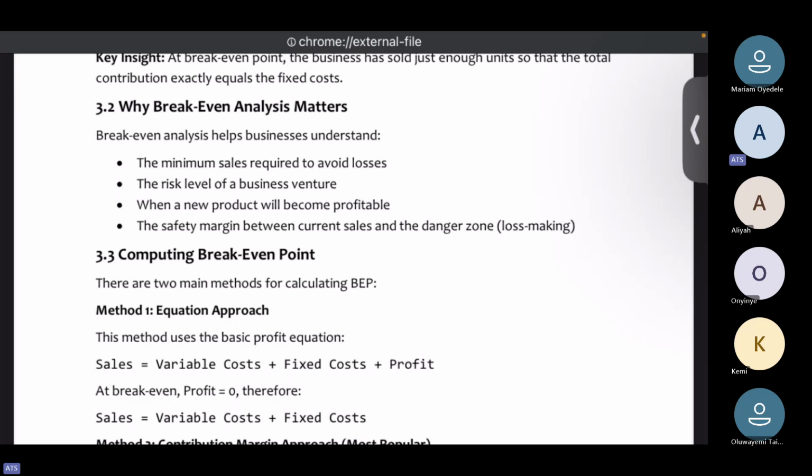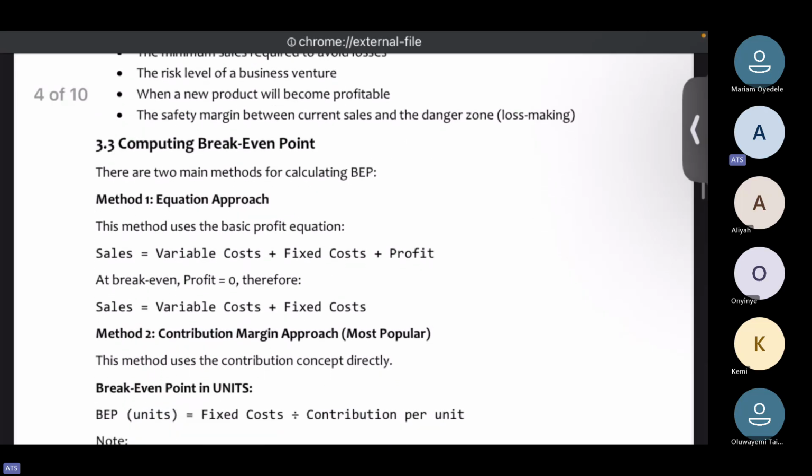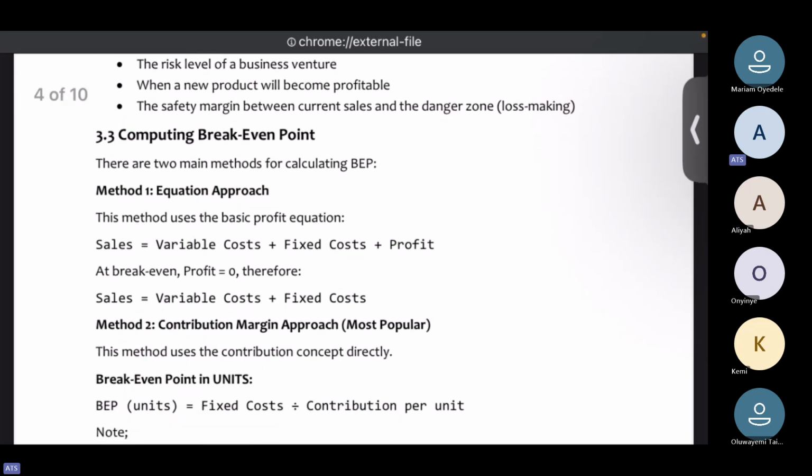Now, when you want to calculate your break-even points, there are two basic mathematical approaches used for calculating the break-even points. The first one is the equation approach, and the second one is the contribution margin approach. Now, for the equation approach, it's very simple. You use the basic profit equation.